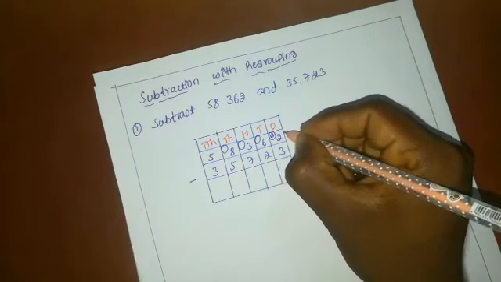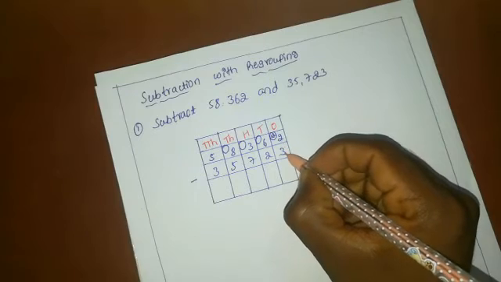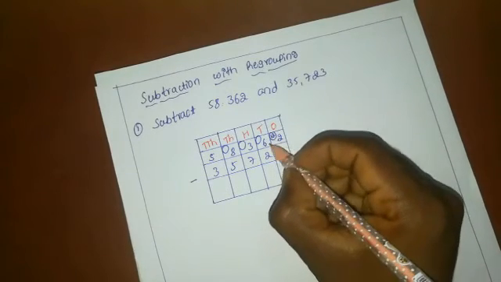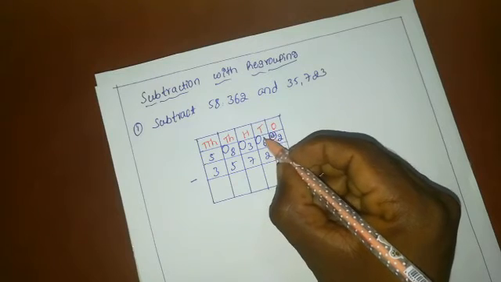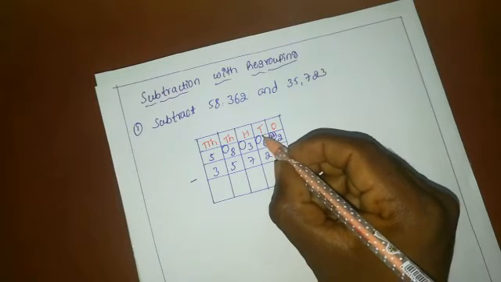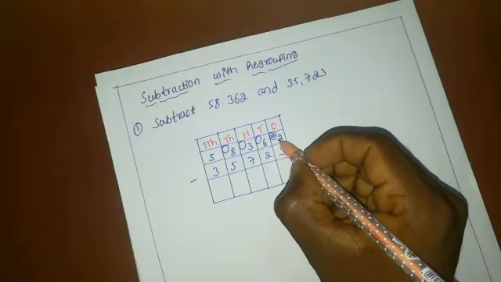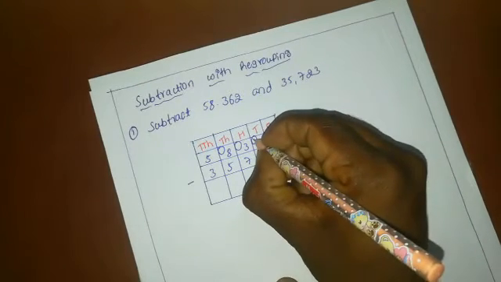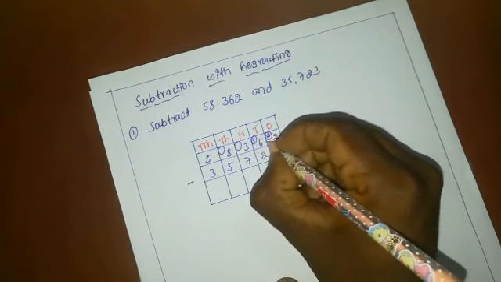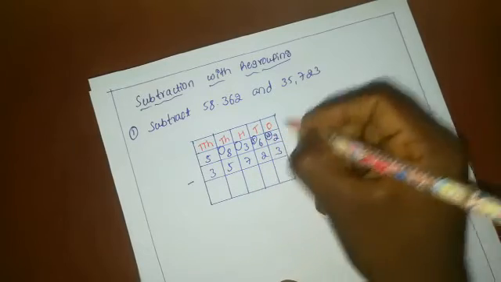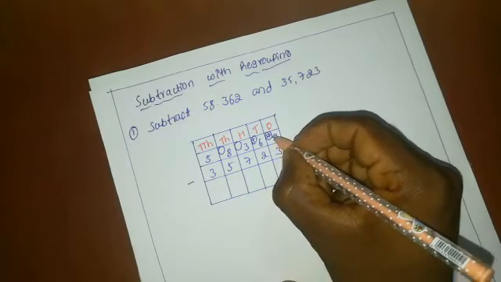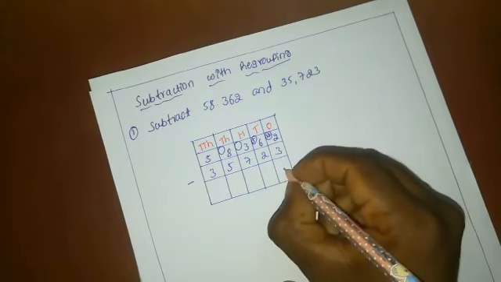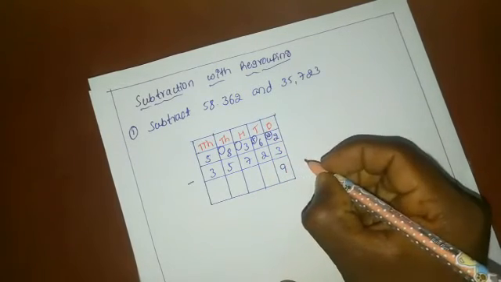Now we have to subtract 3 from 12. When we take a borrow from here, it means 10. When we take borrow from the tens column, it becomes 12, and here there is 5, because we took a borrow from here. So now we have to subtract 3 from 12. When we subtract 3 from 12 we get 9.